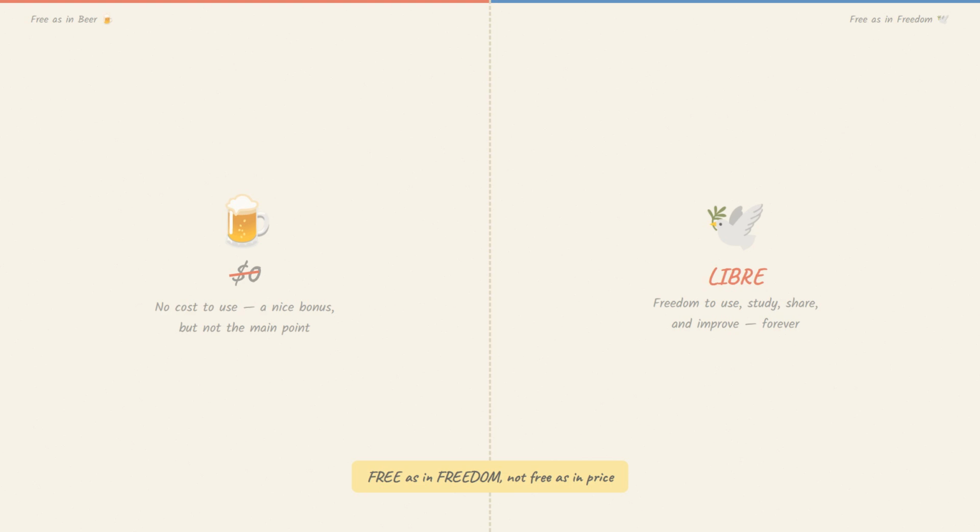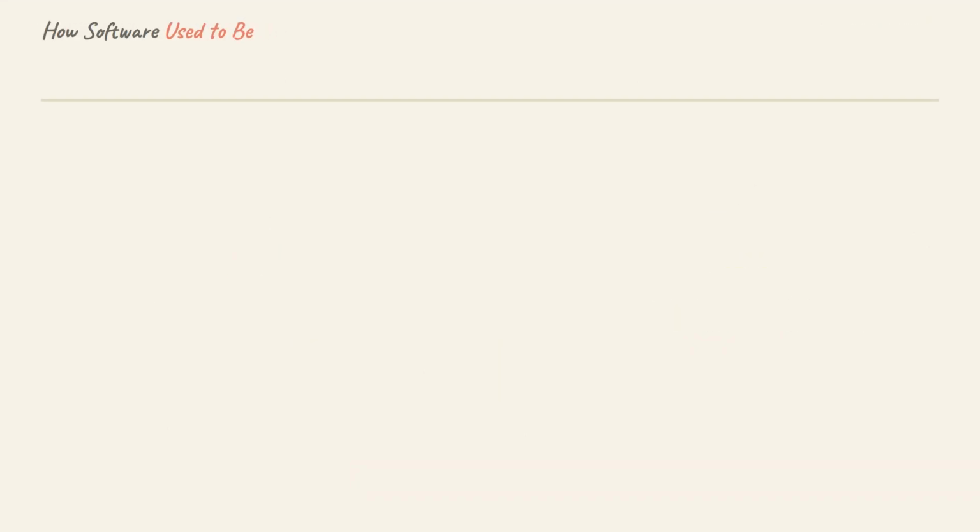But to understand why these freedoms matter, we need to go back in time. Before 1983, software was usually shared freely. Hardware companies gave it away because they made money selling computers, not code. Programmers would trade, modify, and improve each other's work openly. This was the normal way of doing things.